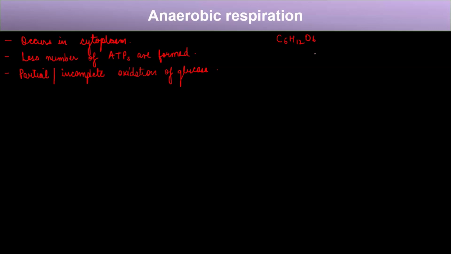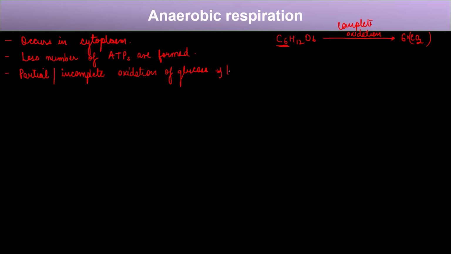Now, when it undergoes oxidation, what is expected? In the case of complete oxidation, since this glucose has 6 carbons, each of these carbons should get converted into a carbon dioxide molecule. So complete oxidation should lead to the formation of 6 molecules of carbon dioxide. But in the case of partial or incomplete oxidation, fewer carbon dioxides are formed. So instead of 6, if 4 or 3 are formed, it is known as incomplete oxidation.